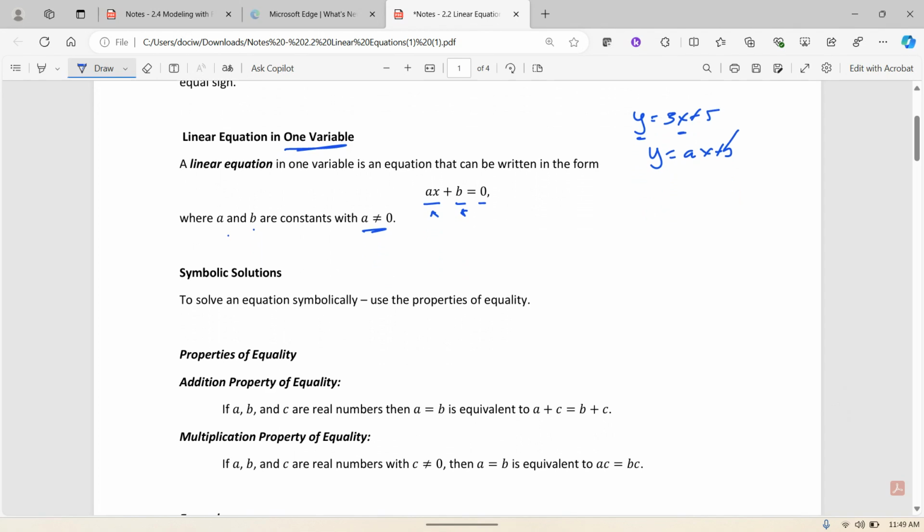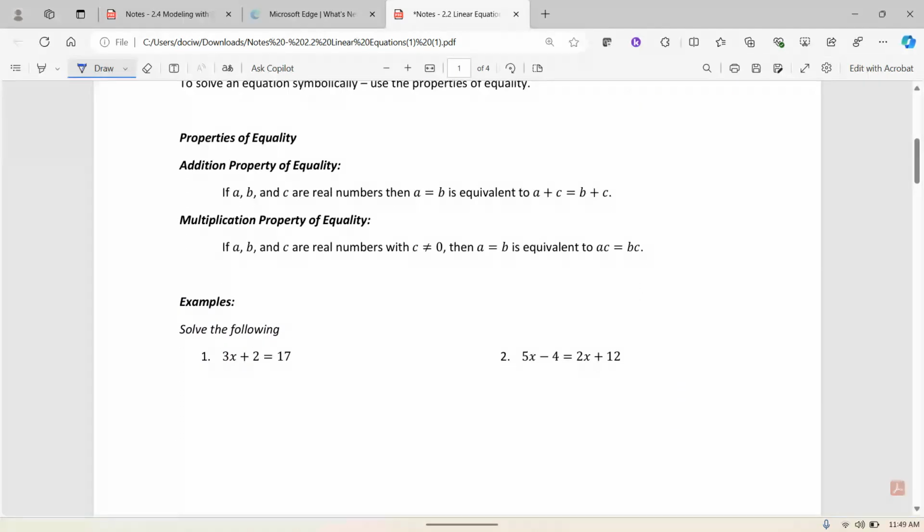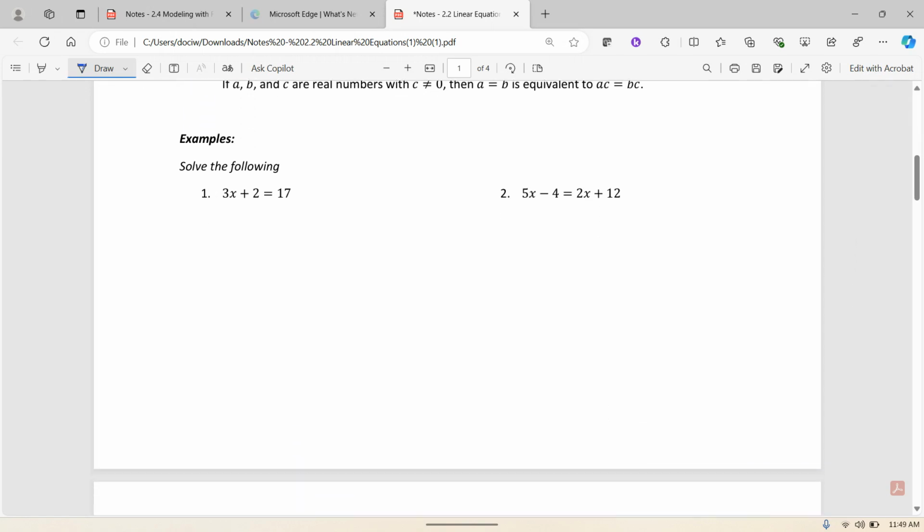To solve the equation symbolically or algebraically, we're going to use the properties of equality. If I have a equals b, I can add c to both sides. Or if a plus c equals b plus c, I could subtract c from both sides and go back to a equals b. In other words, I can undo addition or subtraction by using the opposite operation. The same that's true for addition is also true for multiplication. So very quickly, briefly.